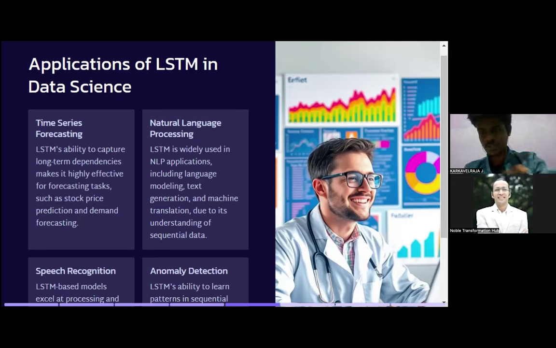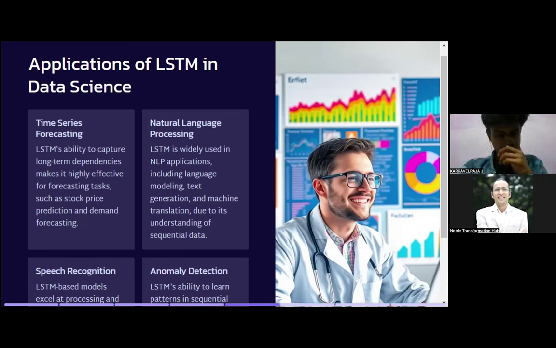Today's session is a continuation of the LSTM session we did in the previous session. Let's see what we have today: the applications of LSTM in data science. First is time series forecasting. It is sequential data, right? Then we can have LSTM. LSTM's ability to capture long-term dependencies makes it highly effective for forecasting tasks such as stock price prediction and demand forecasting. Because stock price prediction and demand forecasting have time series data, we can apply this LSTM.